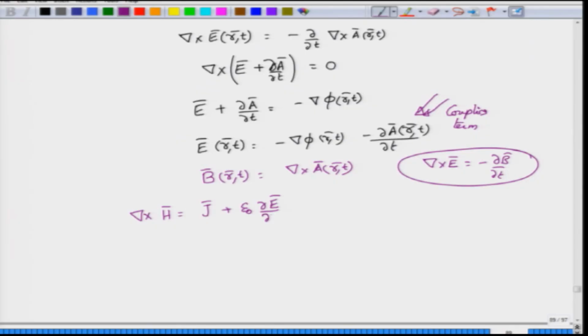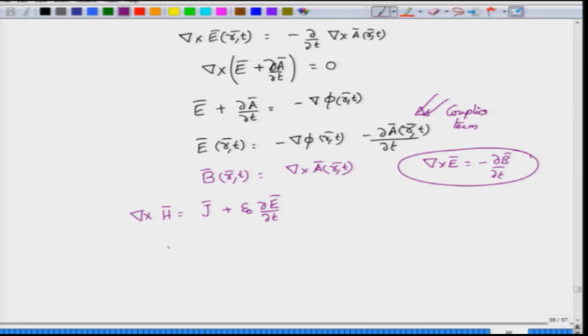In order to answer that question, let us start with del cross H, which is given by J plus epsilon 0 del E by del t. See, the set of equations that we are about to write actually work better when we are dealing with free space conditions. Because we are interested in antenna problems and radiation, we will continue to assume that we are dealing with free space with an epsilon 0 out there.